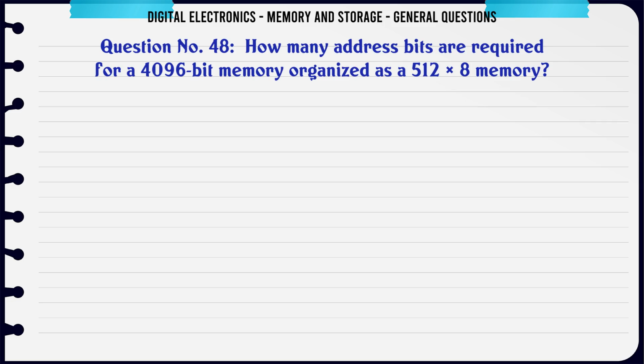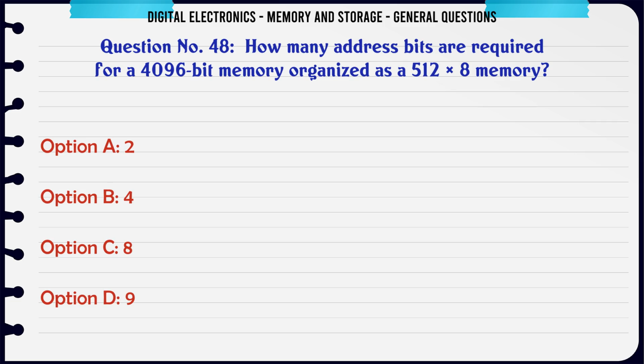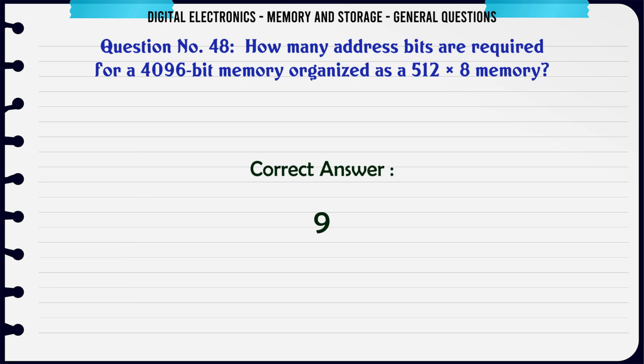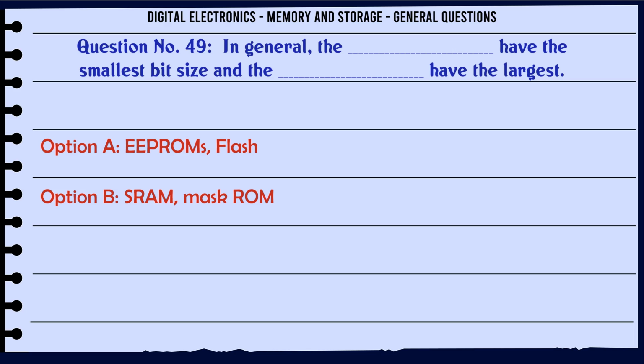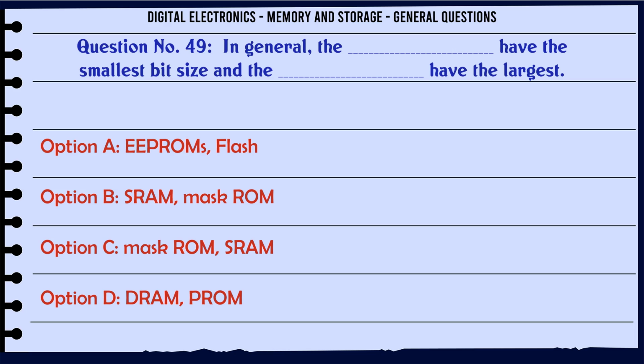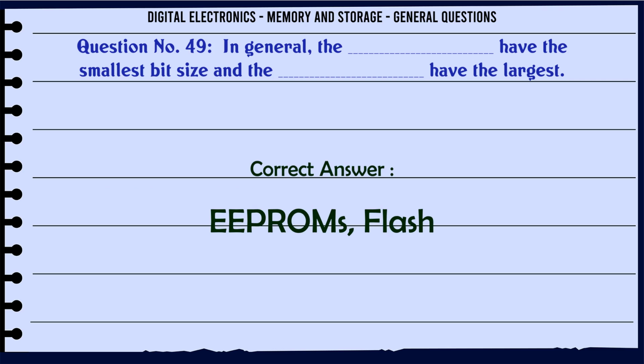How many address bits are required for a 4096-bit memory organized as a 512-bit memory? A. 2, B. 4, C. 8, D. 9. The correct answer is 9. In general, the have the smallest bit size and the have the largest. A. EEPROMs flash, B. SRAM mask ROM, C. mask ROM SRAM, D. DRAM PROM. The correct answer is EEPROMs flash.